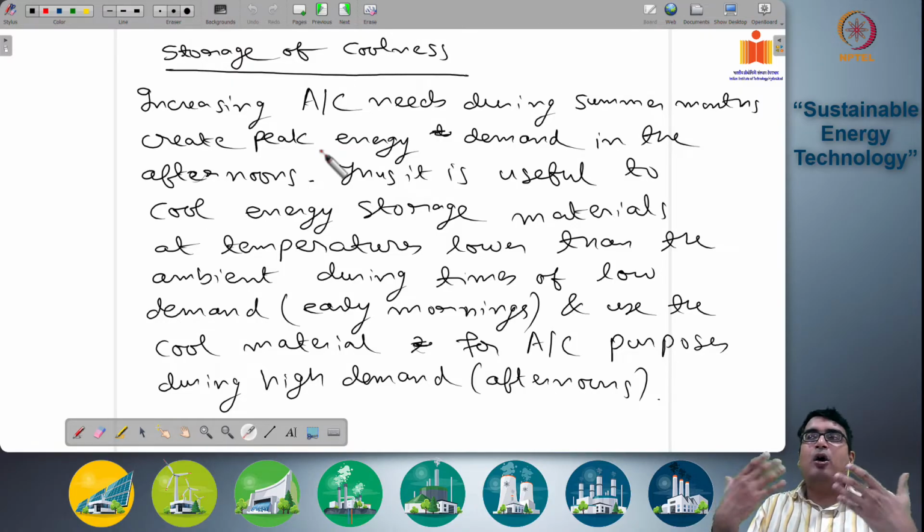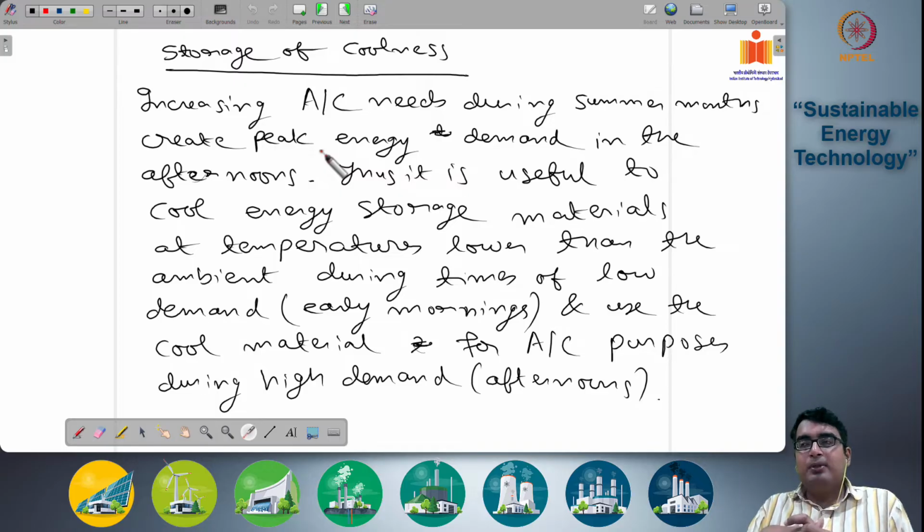If you look at a hot and sultry summer afternoon or early evenings during a summer month, you will see an extremely large rise in air conditioning and cooling demands both from domestic users and office and industrial users.